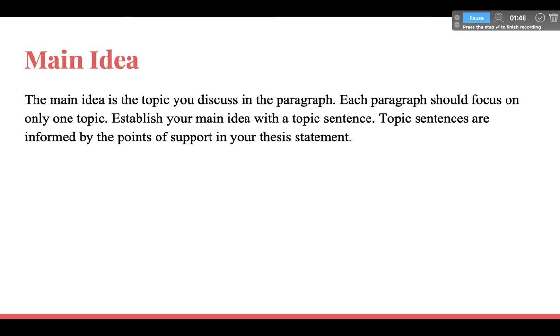The main idea is the topic you discuss in the paragraph. Each paragraph should focus on only one topic. Establish your main idea with a topic sentence. Topic sentences are informed by the points of support in your thesis statement.